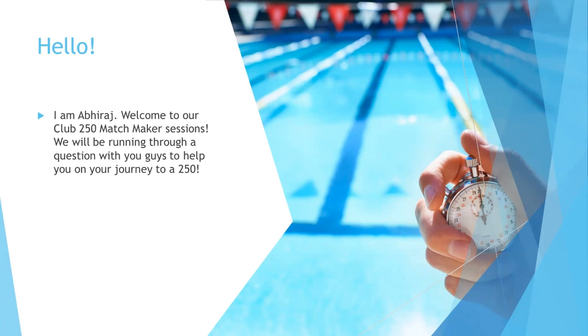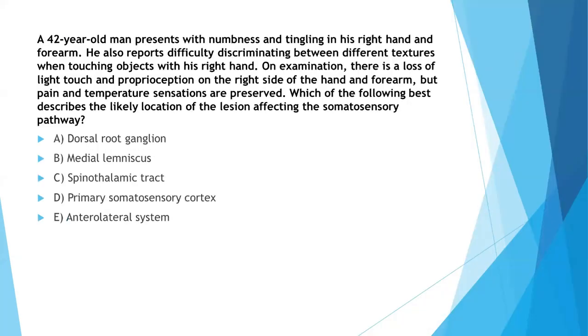Now, we are currently in our neurology module, and this is all about somatosensory and motor pathways. So here we have the question. Which of the following best describes the likely location of the lesion affecting the somatosensory pathway?